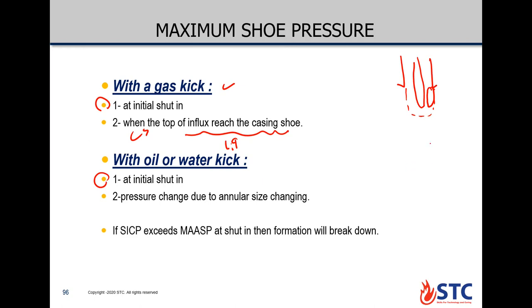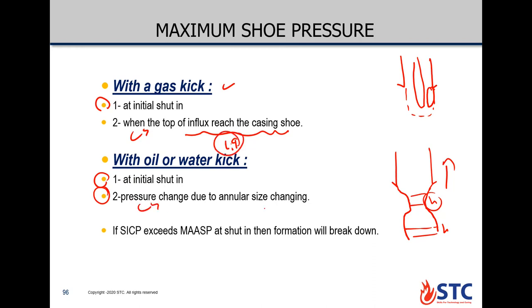While dealing with liquid, it depends on the annular geometry. For example, if we have the open hole like this, there is a small area and a wide area. Once we have liquid like this, having a small height, once it reaches this narrow area its height will increase. So the reduction in hydrostatic pressure will increase, and now the casing shoe pressure increases. So here is the second case for dealing with liquid influx.